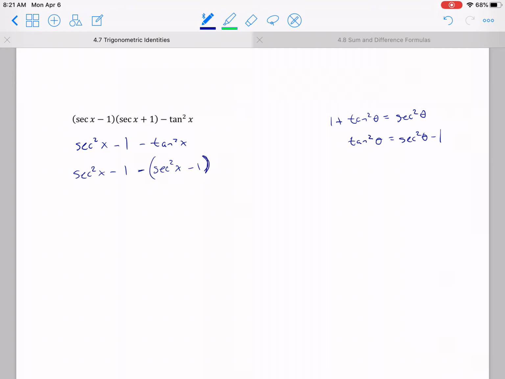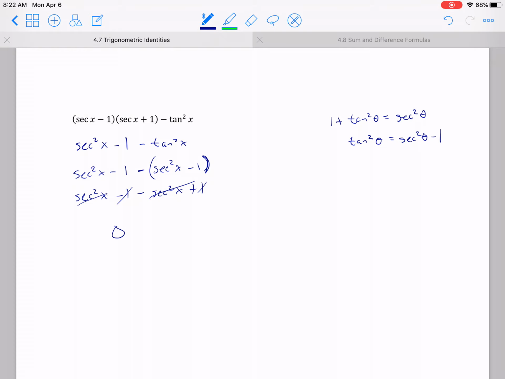And so what's going to happen is I'm going to have secant squared x minus 1 minus secant squared x plus 1. Got to distribute that negative. And so these will cancel, and I'll be left with secant squared minus secant squared, and those will be canceling too, and I have just a 0. So this ends up being 0.